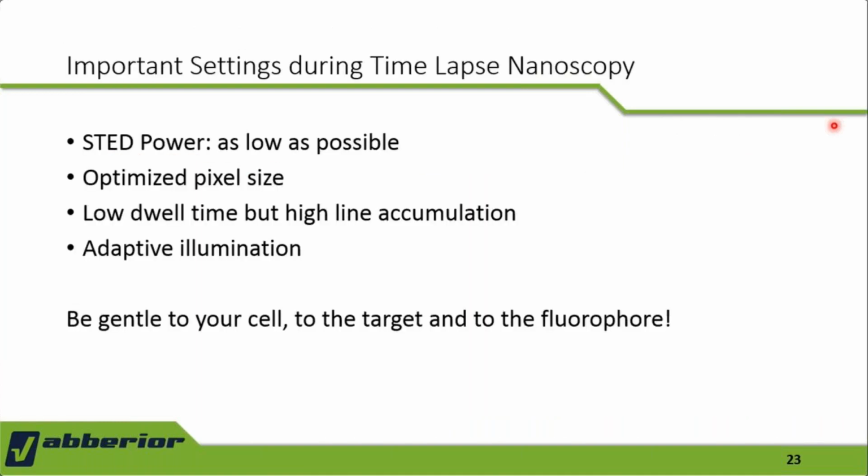So to summarize, what you should keep in mind is: use as low a STED power as possible, optimize the pixel size, and for fluorophores, it is often quite good to lower the dwell time but increase the line accumulation. And if you have very tricky samples, very tricky proteins that you want to image, then another very good technique is adaptive illumination, which is a powerful tool that can be used.